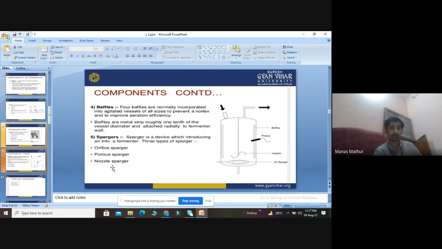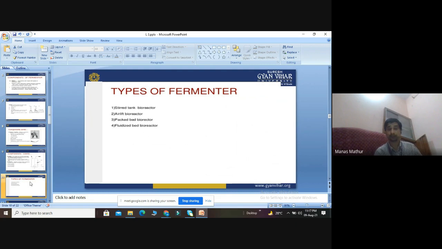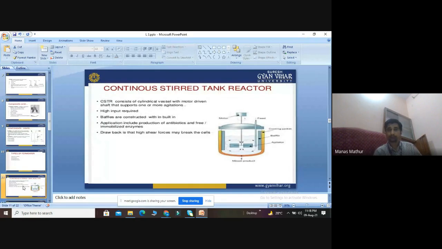It is used only for the passage of air. Then we'll discuss four types of fermenter: the stirred tank, bioreactor. We can say both bioreactor and fermenter, airlift, packed bed, fluidized. Then we discuss CSTR, continuous stirred tank reactor.